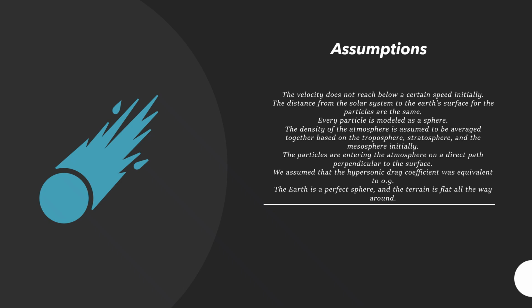Some assumptions that we made are that the velocity does not reach below a certain speed initially. The distance from the solar system to the Earth's surface for the particles is the same. Every particle is modeled as a sphere. The density of the atmosphere is assumed to be averaged together based on the troposphere, stratosphere, and the mesosphere initially. The particles are entering the atmosphere on a direct path perpendicular to the surface. We also assume that the hypersonic drag coefficient was equivalent to 0.9, and the Earth is a perfect sphere, and the terrain is flat all the way around.